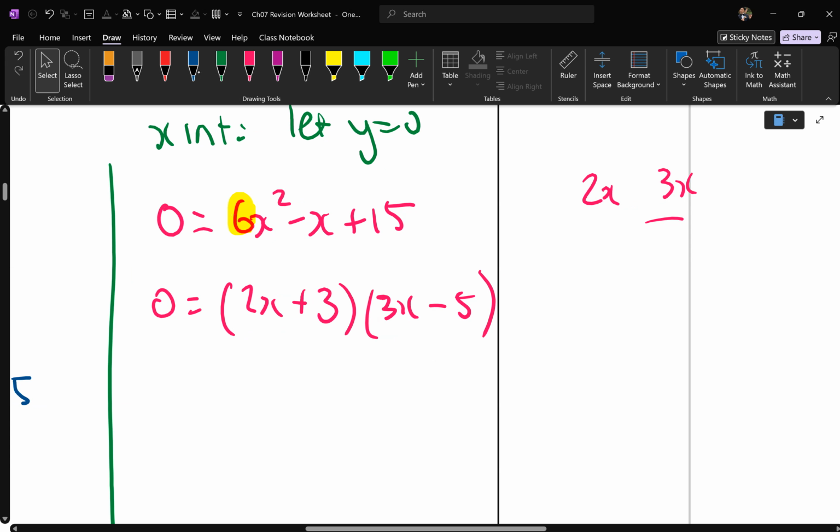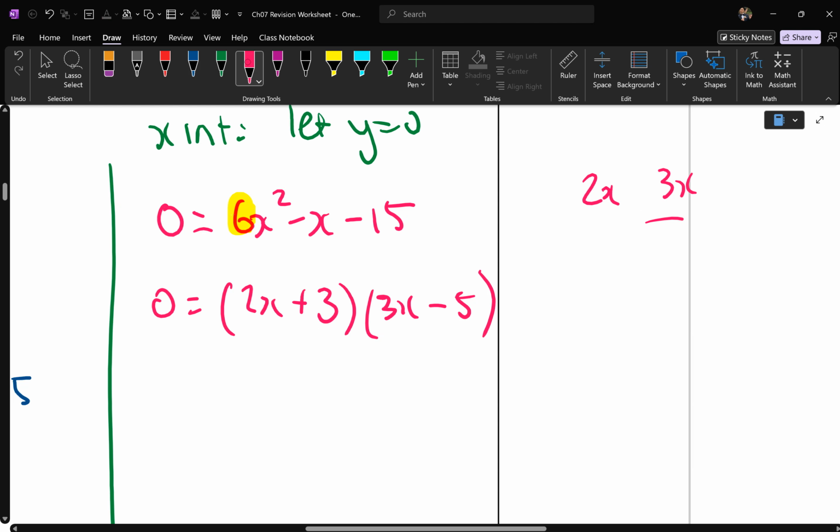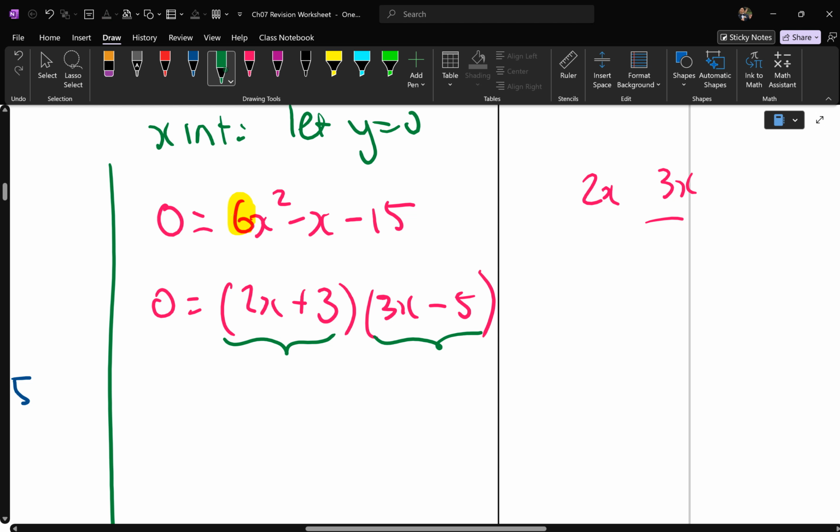We're back on track. X-intercept. Good thing I checked the 3 and the -5 there. Once you check if it works out, this was meant to be a -15 just to make it easier for you guys. So here we go. We've got 6x squared minus x minus 15. Factorized. Null factor law. Use null factor law and you get 2x plus 3 equals 0.